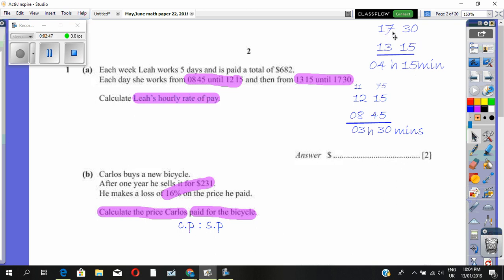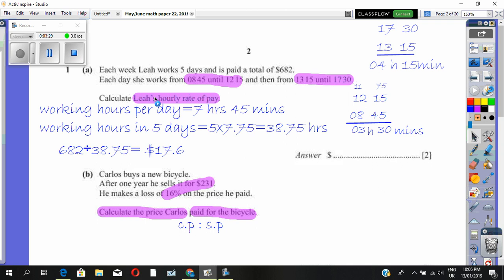And similarly, 17 minus 13, we get 4 hours and 15 minutes. Similarly here, we're supposed to get 15 minutes and 45 minutes. We're supposed to take 1 hour borrowed from the 12, and we make that 75 minutes because we already have 15 minutes. We subtract 45 from 75, we get 30 minutes, and 11 minus 8, we get 3 hours. It means that the first interval, 8:45 to 12:15, is 3 hours and 30 minutes, and the time interval from 13:15 to 17:30 is 4 hours and 15 minutes.